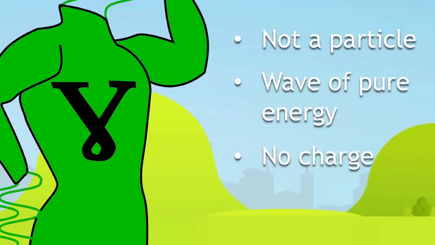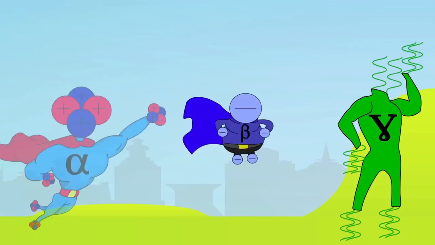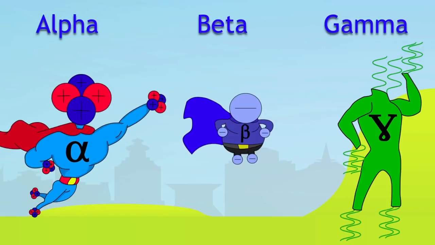And because it's got no charge, and it's got no mass either, it just keeps going. And it's very, very difficult to stop. So gamma radiation is the most penetrating. It has no charge, and it has no mass. And it's not affected by a magnetic field.